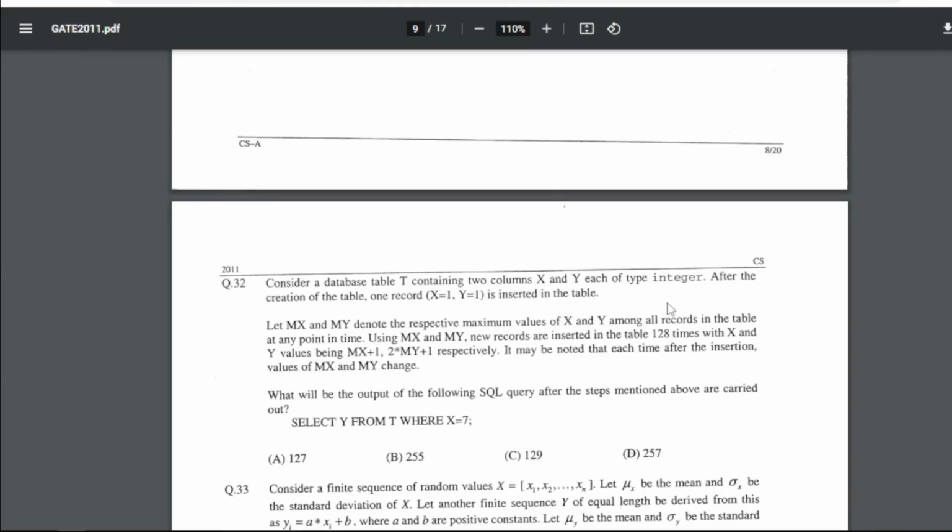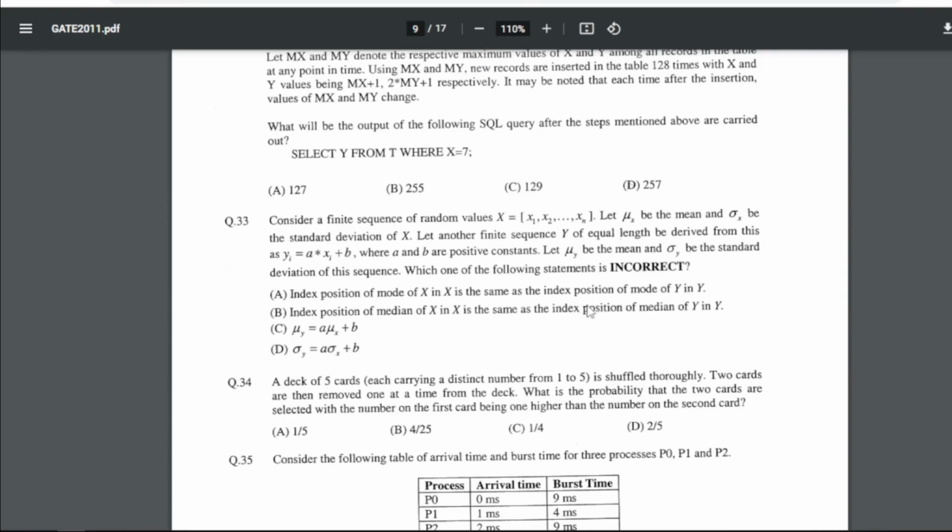So what will be the output of the following SQL query after the steps mentioned above are carried out? Select y from T where x equals 7. Now if you talk about the output, you will get the answer as 127, that is option A.